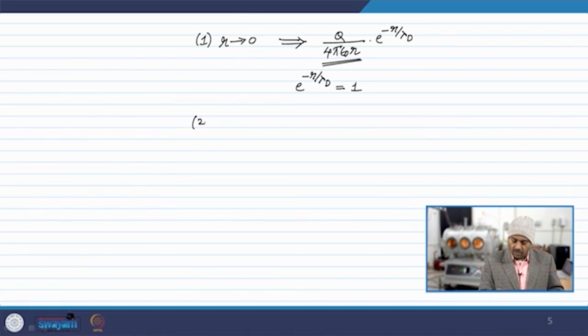Or in the second situation, we say when r increases, what happens to phi of r?